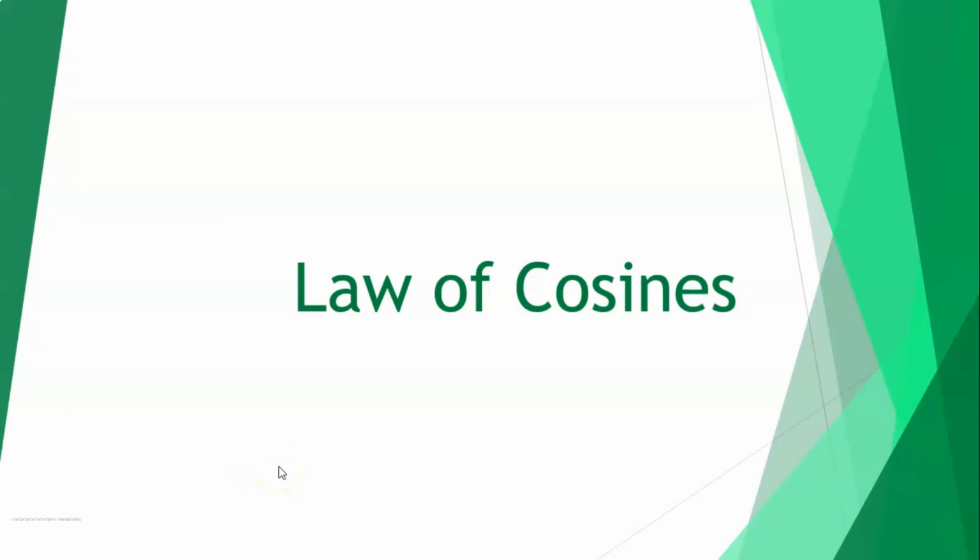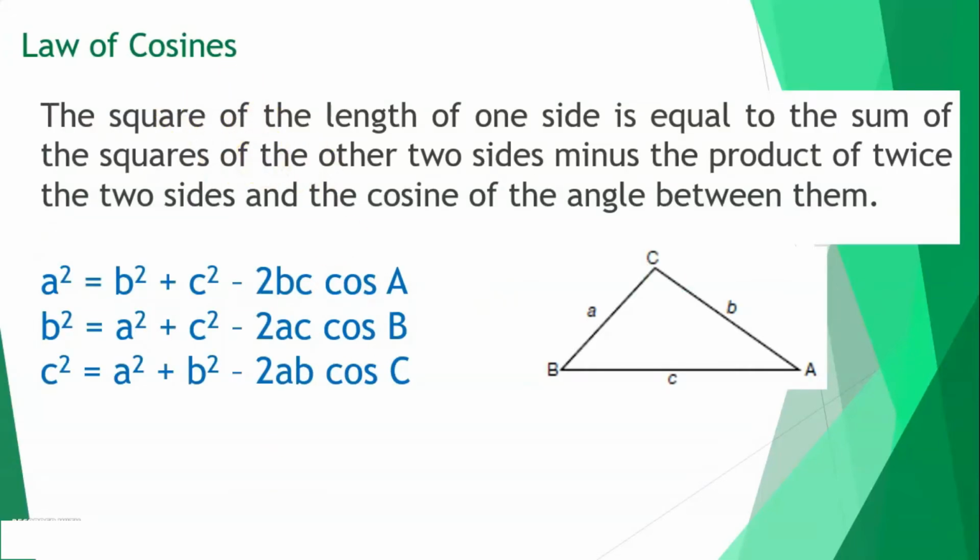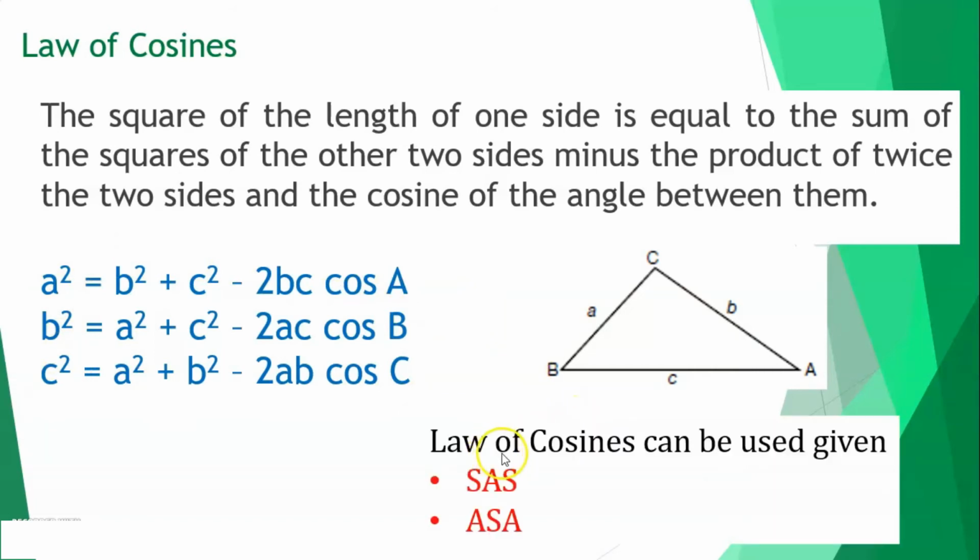Law of cosines. Now, the law of cosines states that the square of the length of one side is equal to the sum of the squares of the other two sides minus the product of twice of the two sides and the cosine of the angle between them. So basically, this is the formula for the law of cosines. Now, the law of cosines can be used if the given triangle has side, angle, and side given, or it could be angle, side, angle given.